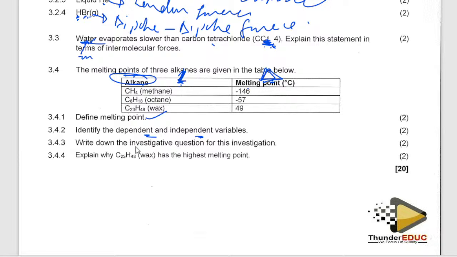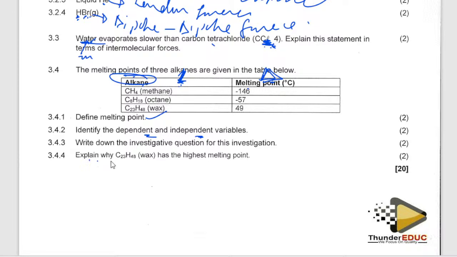They are saying write down an investigative question here. It depends on how you have designed it, but they are looking at how the number of carbon atoms in the alkane affects the melting point. Basically, how does an increase in mass affect the melting point? So it depends on how you have phrased it.